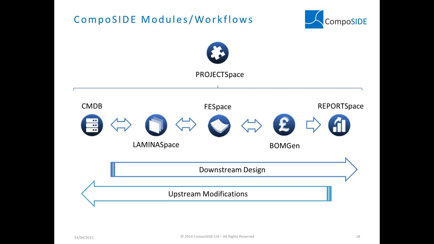Then there are five elements which we are going to use today to design the panels. The first is CMDB, which is the Composite Material Database. The second one is FESpace, which we are going to use for preliminary design, and then FESpace, which we just reviewed. Then we are going to show you two other modules which are responsible for generating the bill of material and reporting. As you can see, and this confirms what we have been talking about earlier, we support an agile workflow. We have downstream design, so you can design in any module, and then you can do upstream modifications, so you can go and modify any element of this design chain at any point of your design.